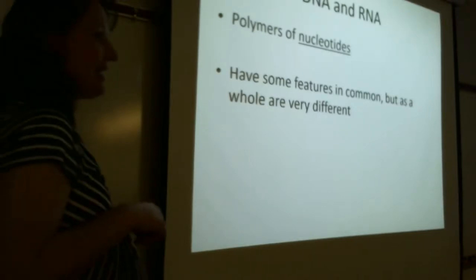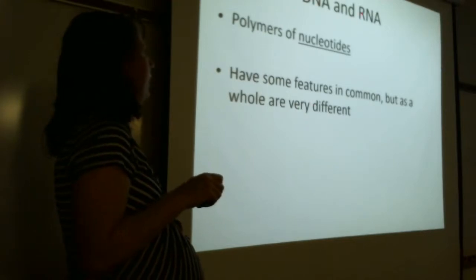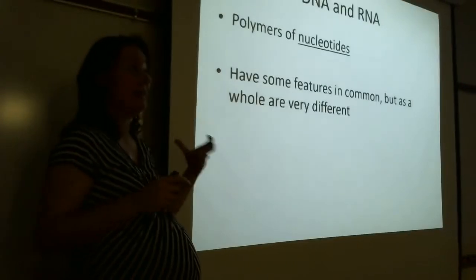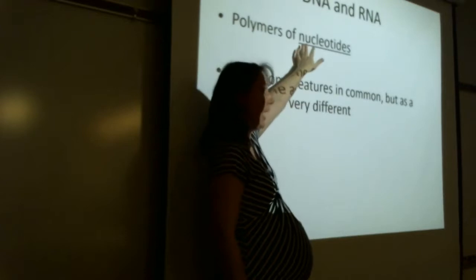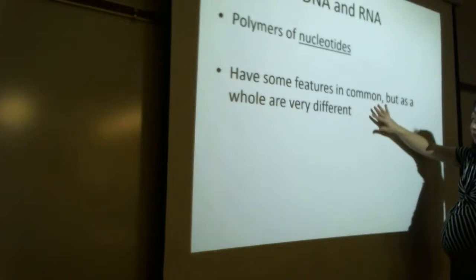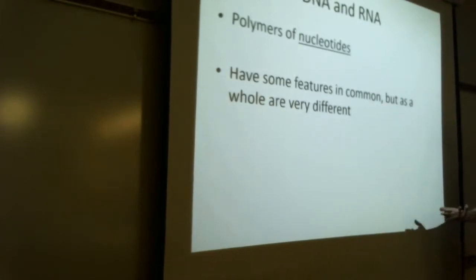So today we're talking about DNA and RNA. Pretty good detail. So DNA and RNA are both polymers, right? So polymers are long molecules made out of repeating units. And the repeating units in DNA and RNA both are called nucleotides. DNA and RNA have several things in common, but generally speaking, they are very different. They have different roles in the cell. They have different overall structures. But one of the things they do have in common is that they're both polymers of nucleotides.